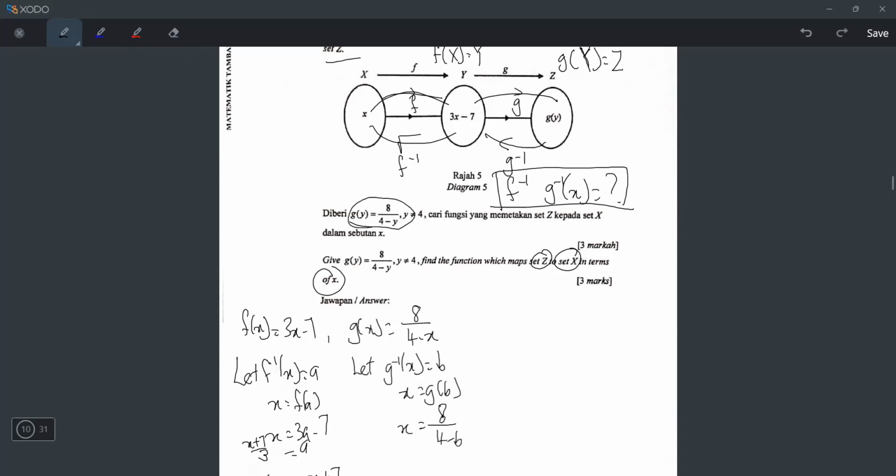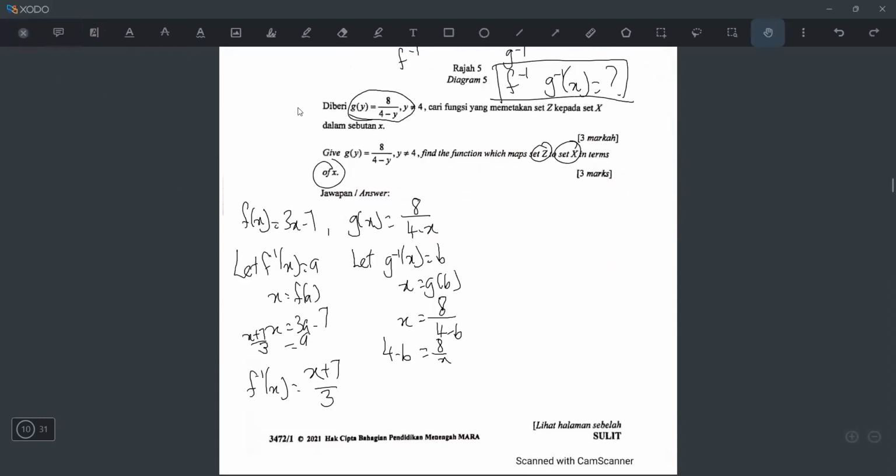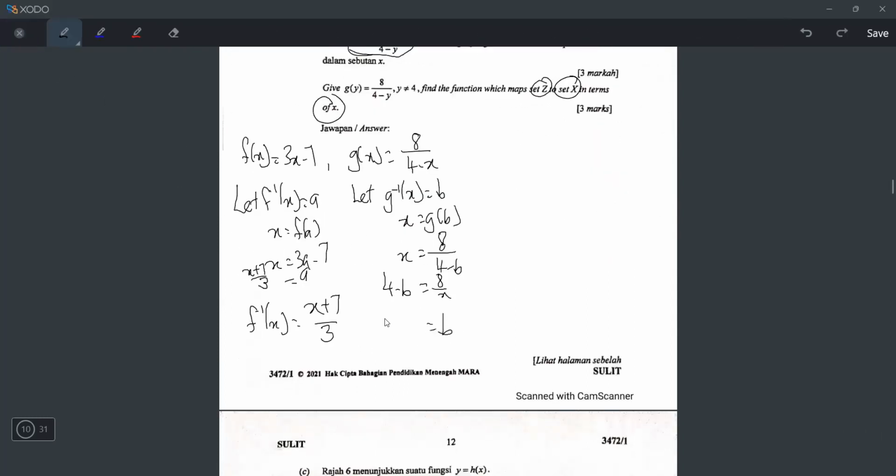Did I do it correctly? Yeah, correct. And then find b. So 4 minus b, swap places, equals 8 over x. And if I want to find b, I will get 4 minus 8 over x. And b is actually my g inverse x. So my g inverse x is 4 minus 8 over x. Now I have my f inverse and g inverse.